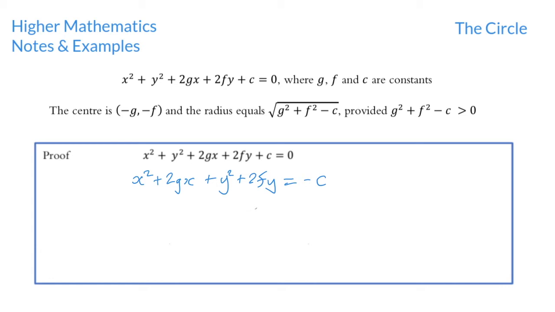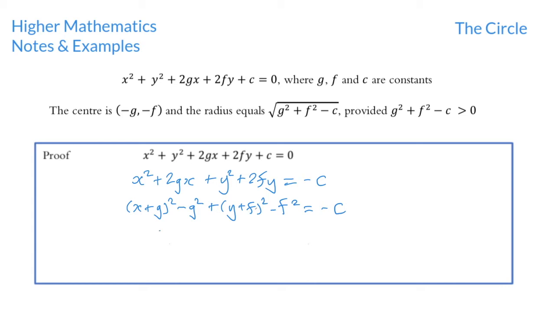Now, x squared plus 2gx, if we complete the square on that, we can see that that could be x plus a half of the coefficient of x, and that'll just be g, so (x plus g) all squared. But that will give me a plus g squared that I don't want, so we'll take that away. And similarly, we can complete the square on the y term. You may need to brush up on your completing of the square. And that equals negative c.